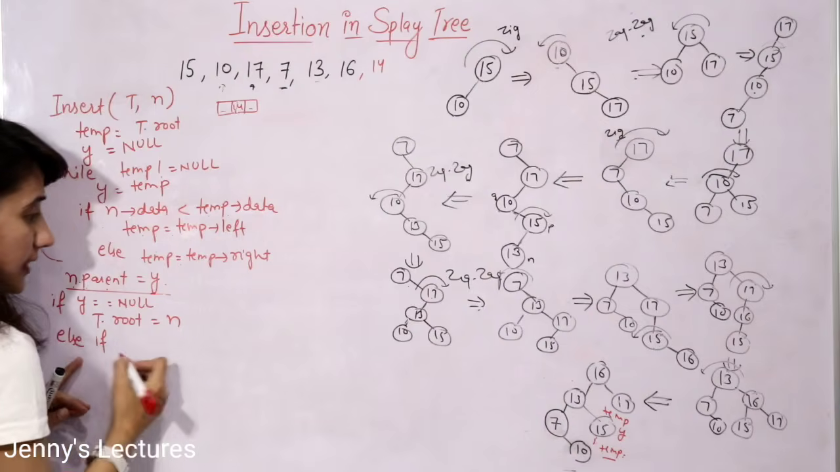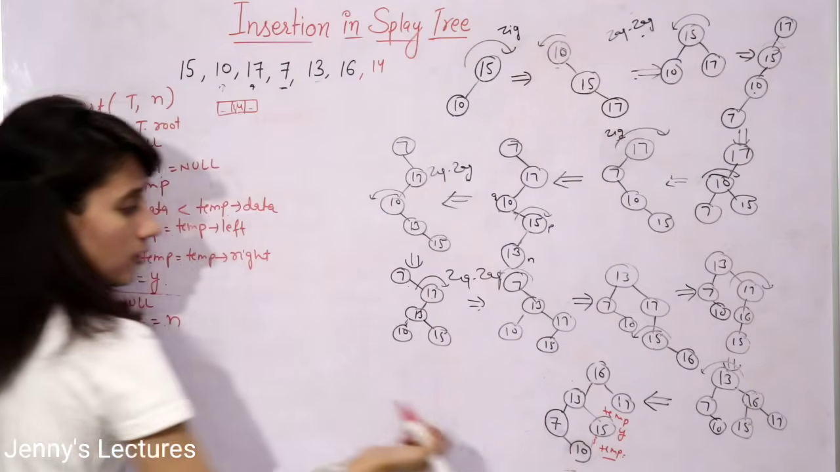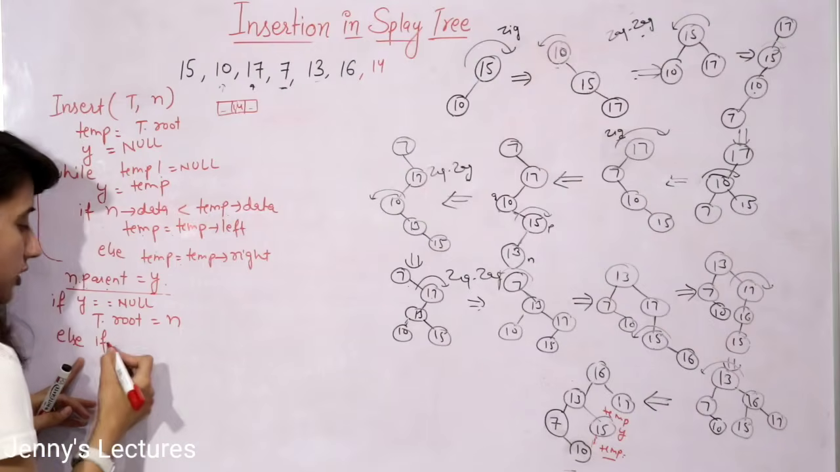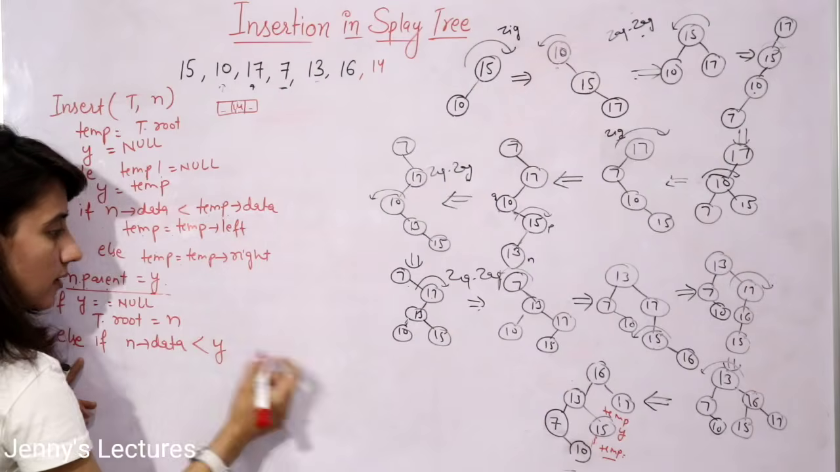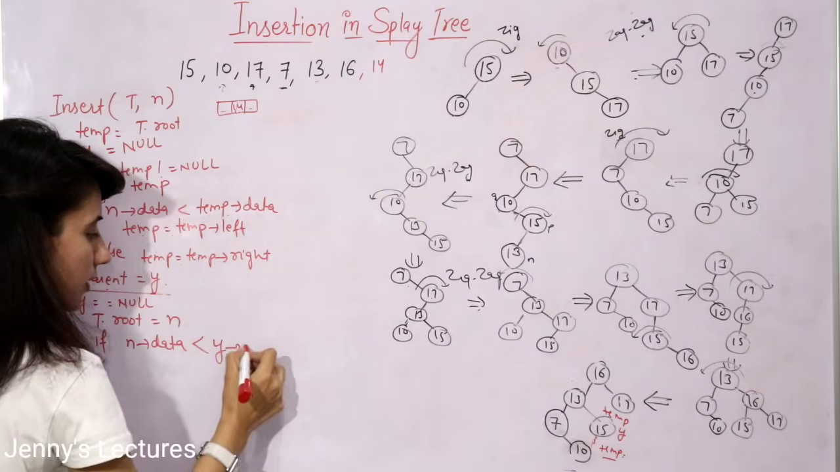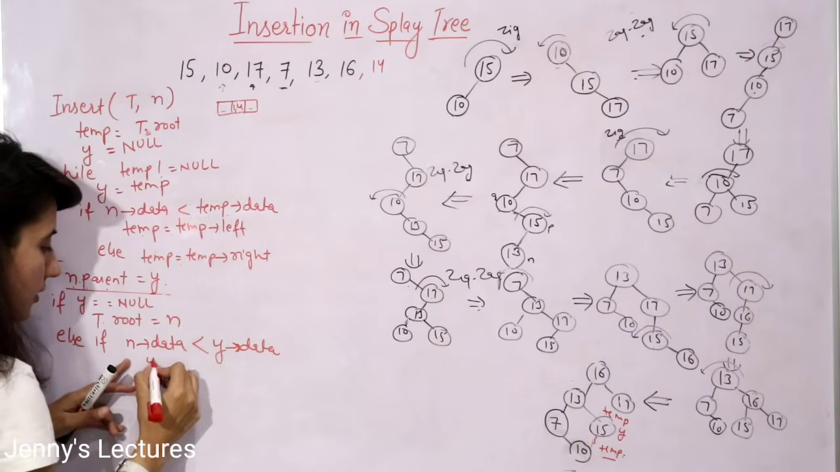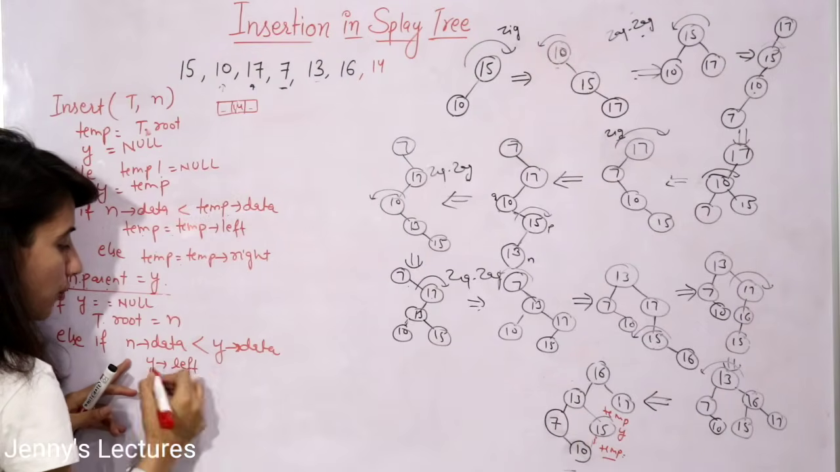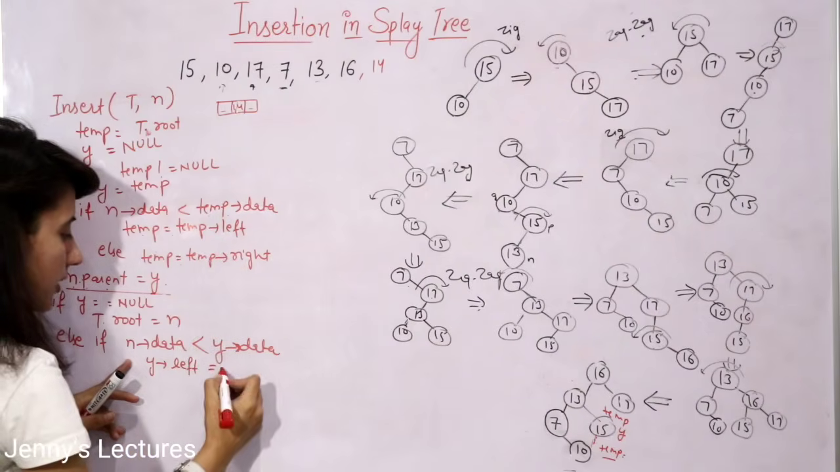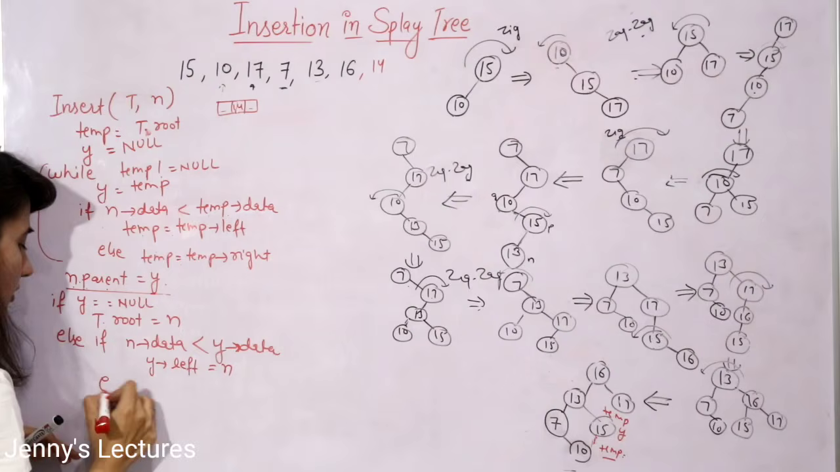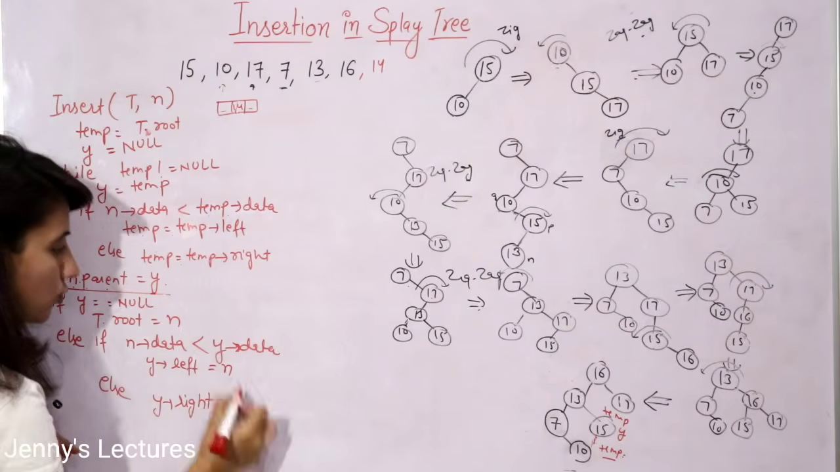Now else if, where to insert this 14, to the left or to the right, where you need to check. Now we will check else if this n of data is less than y of data. So this n would be the left child of this y. So here you will set in the left pointer of y, we will store the address of the newly created node, that is n, right? Else y of right is equal to n.